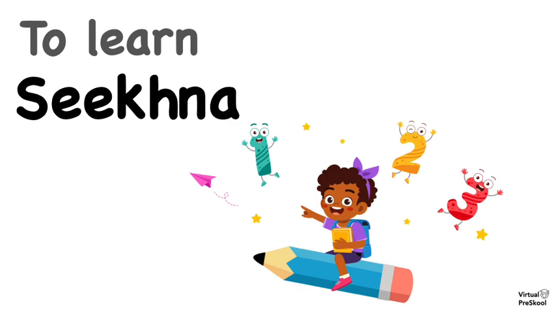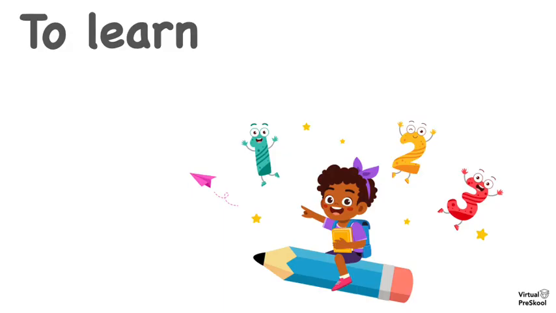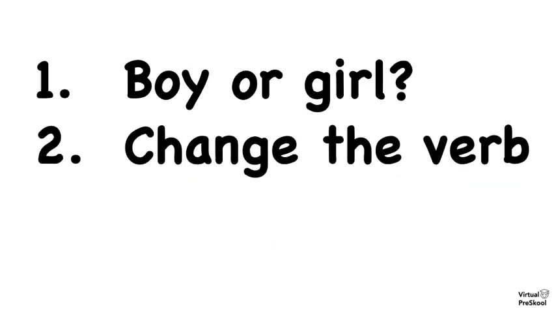To learn is seekhna. What do you do first? Use your lightsaber to chop off the na. We're left with seekh, which is an incomplete word. We can make two new words out of this, seekhta or seekhti. This is a girl, so what would she use? Seekhti.